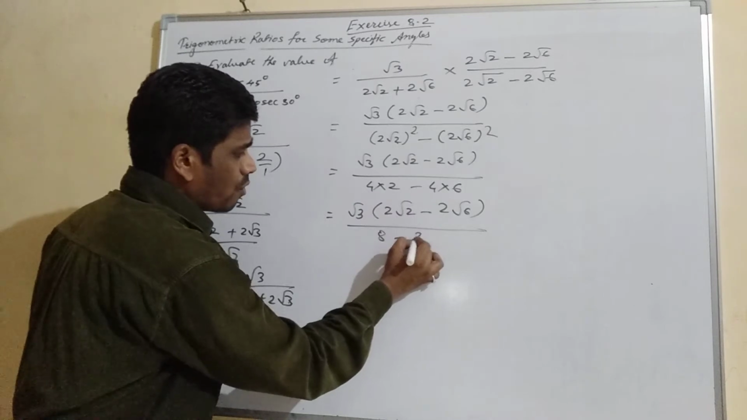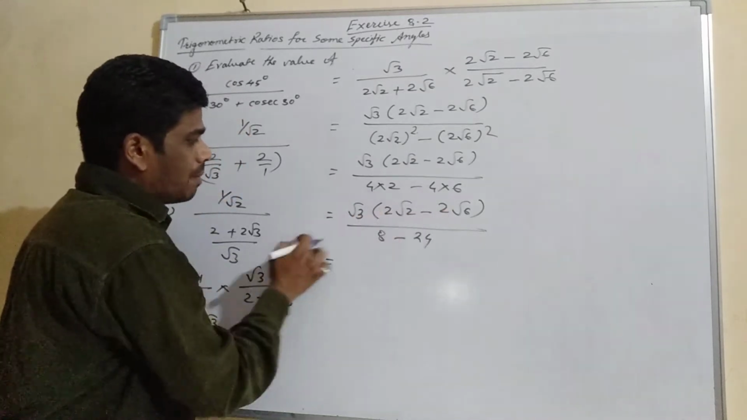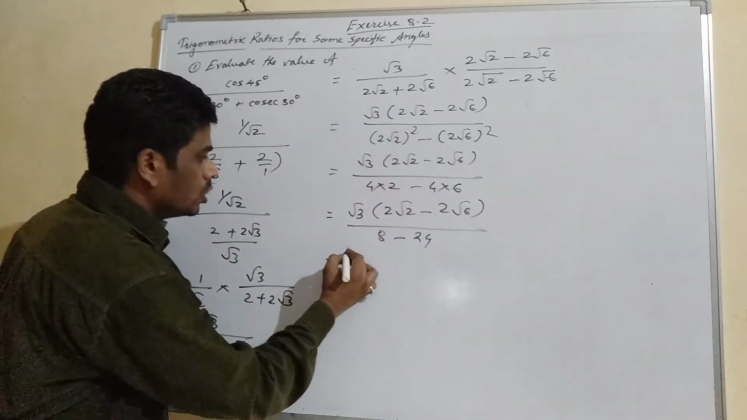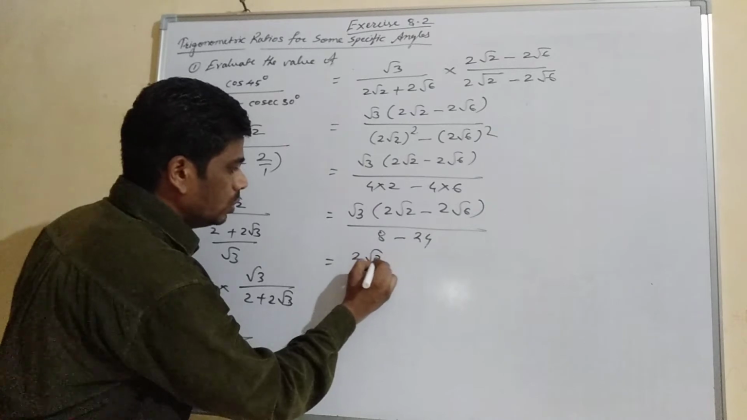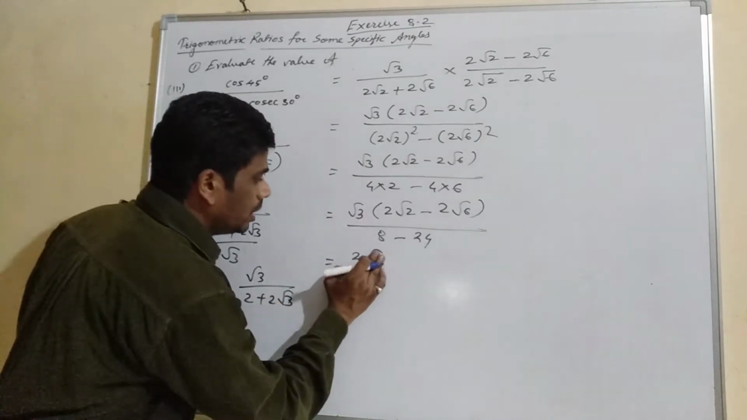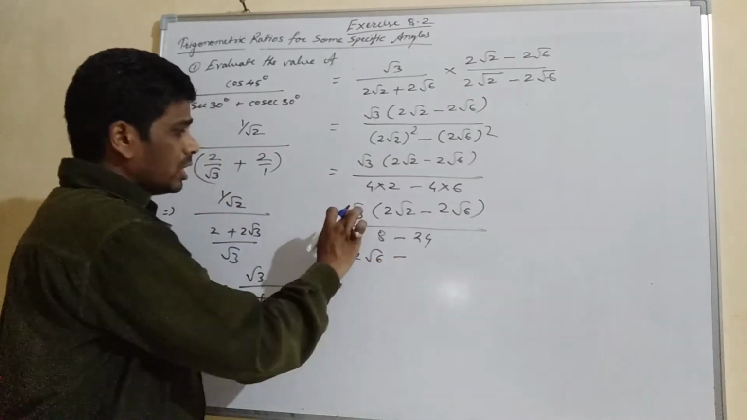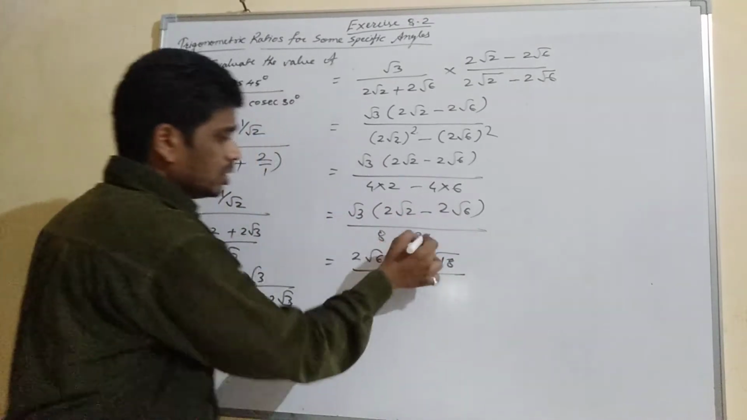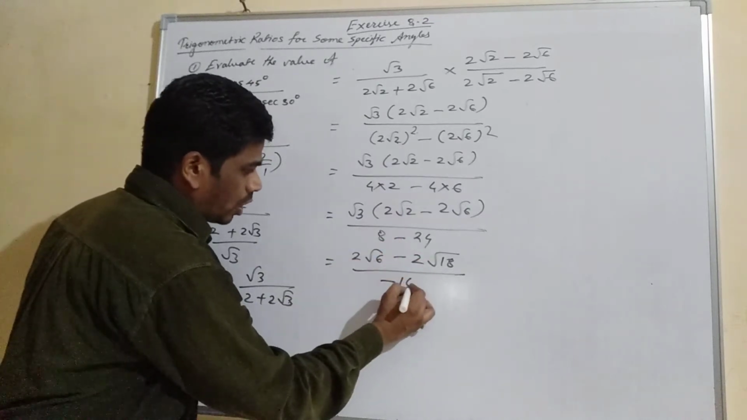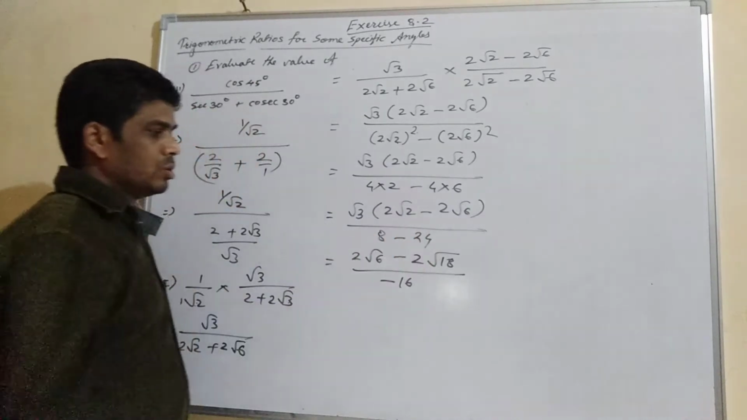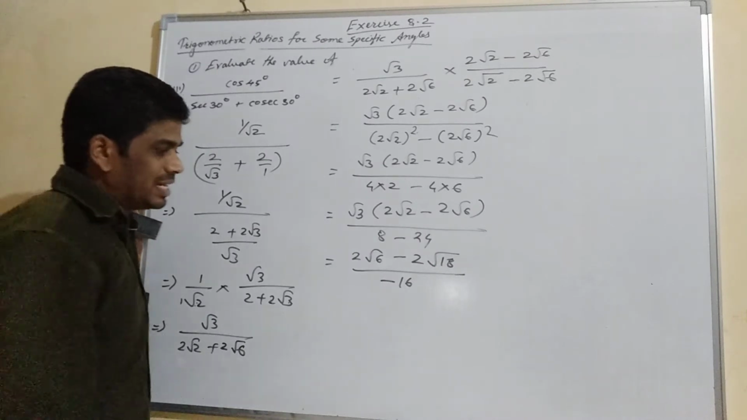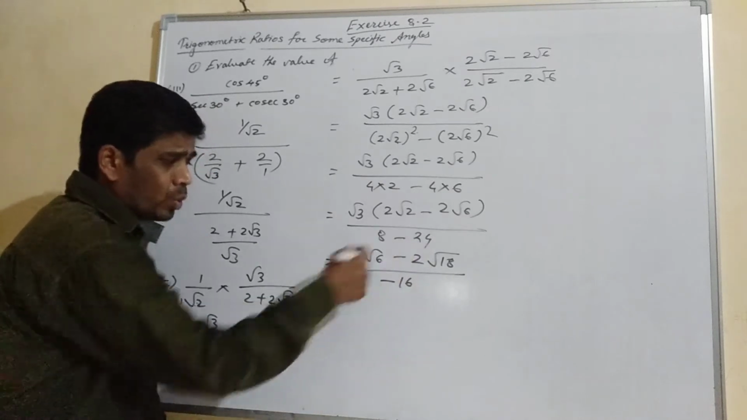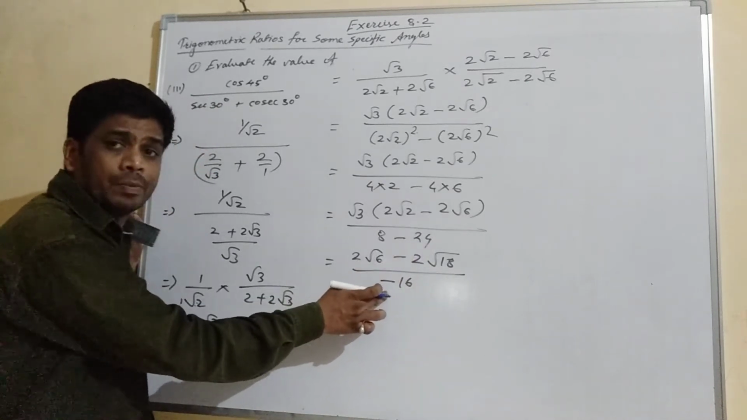4 times 6 is 24, which means we will multiply by root 3. So it will be 2 root 2 into root 3, 2 times 3 is 6, minus 2 into 6 times 3 is 18, upon minus 16, because this will be 8 minus 24, which is minus 16. Now 2 you can take common and cancel with the 16. Minus 2 we will take common because we have to remove the minus from the denominator.